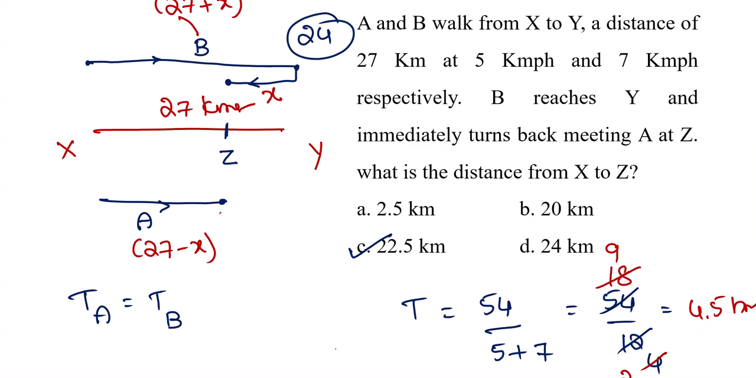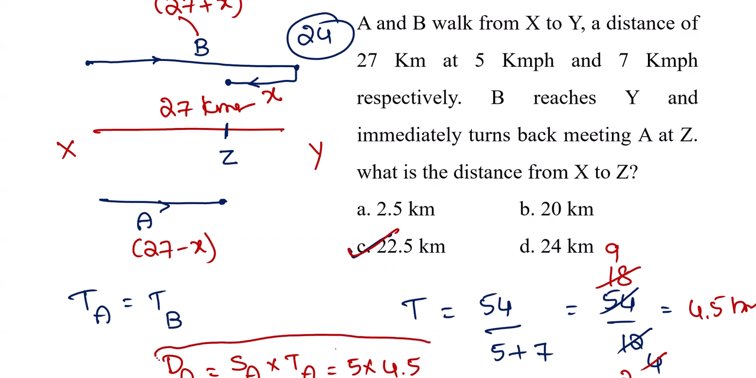Now the question is x to z, which is nothing but the distance traveled by A. Distance traveled by A is speed of A into time traveled by A. Speed of A is 5. Time traveled by A is 4.5. We got 22.5 kilometers as the answer. A and B both traveled the same time, 4.5 hours. So we got the answer 22.5.